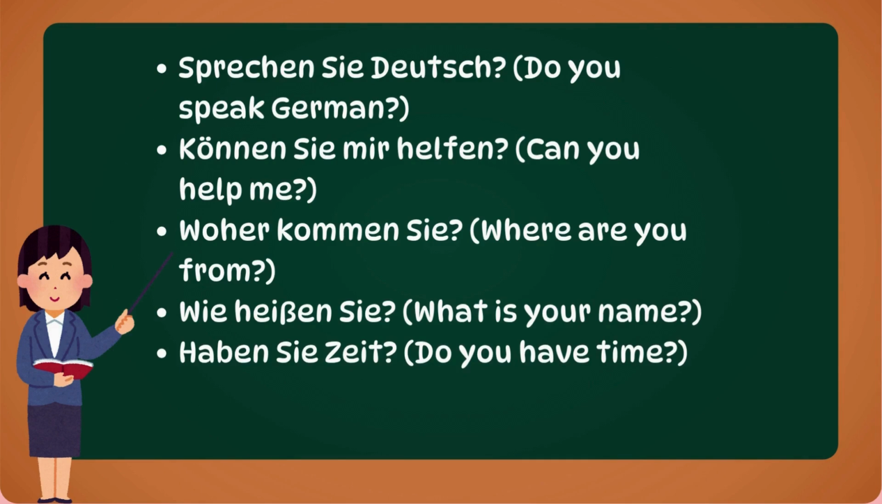Example number 2. Können Sie mir helfen? Once again, können Sie mir helfen, which means can you help me? Example number 3. Woher kommen Sie? Once again, woher kommen Sie, which means where are you from?